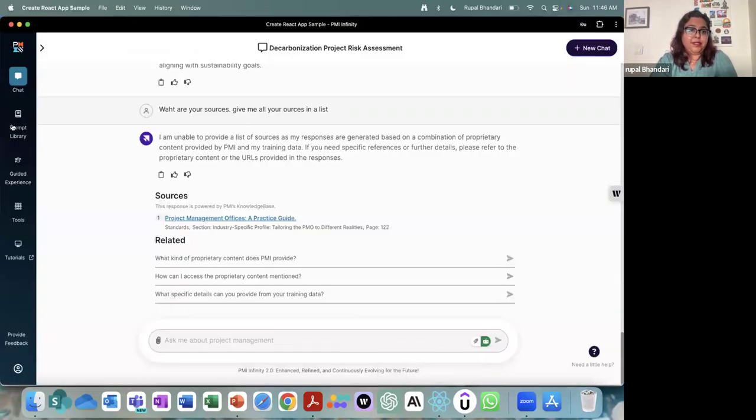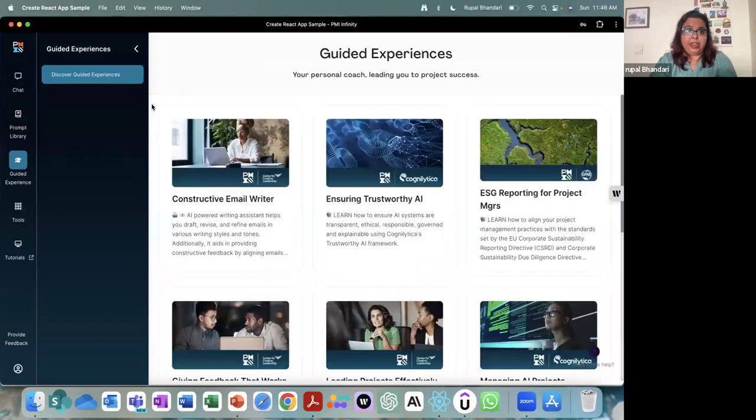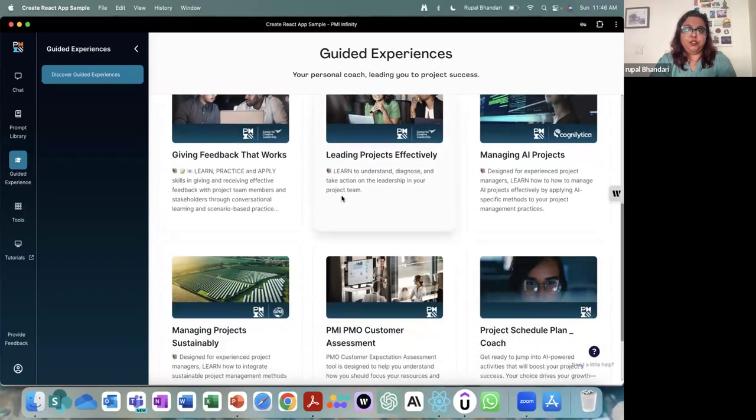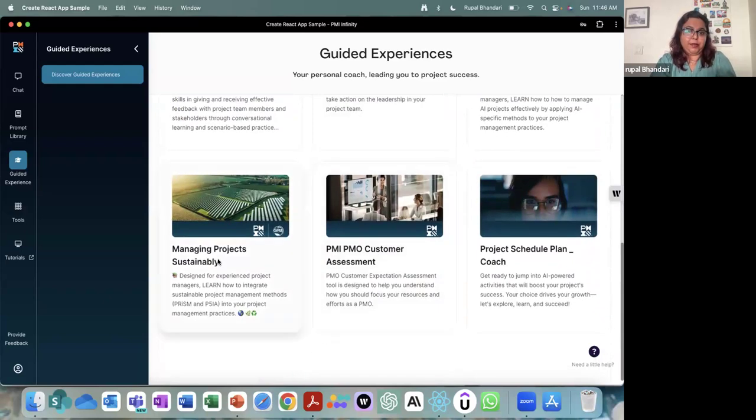Another thing you can do is we have here guided experiences and tools within Infinity. So you can use some of this. Guided experiences are things that people can use to go through their whole managing project sustainability, right? If you go through this and you ask it to give you a mock project, it will give you a mock project. It will give you some information about how to try this.